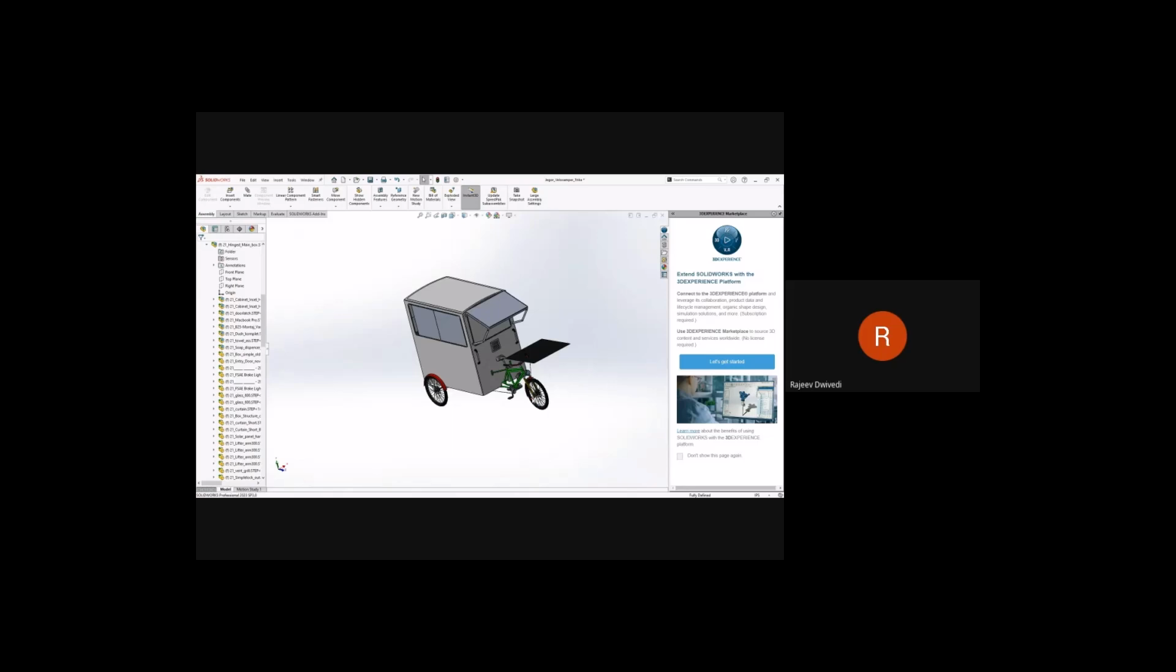Okay, so does this give you an idea of the kind of thinking that you should put in when you're designing your product? Yes. Okay, good, awesome.